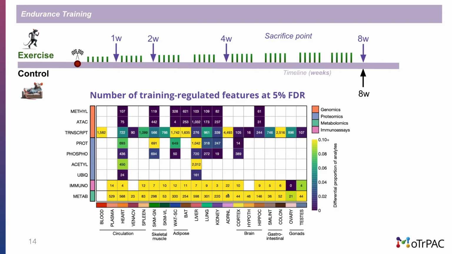For example, the tissue that had the largest response was the adrenal after the 8 weeks of training. You see there that more than 4,000 genes are differentially expressed after 8 weeks of training. But then in the gastrointestinal tissues, especially in the colon, there are a lot of features that are differentially expressed. And then it's followed by the white adipose tissue.